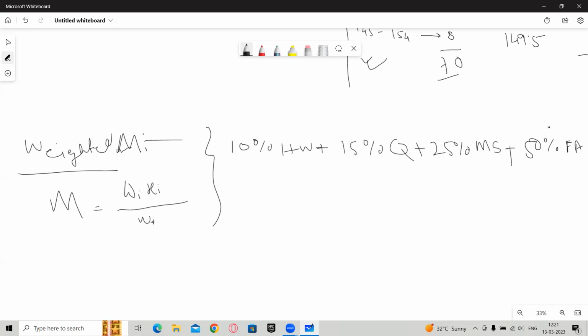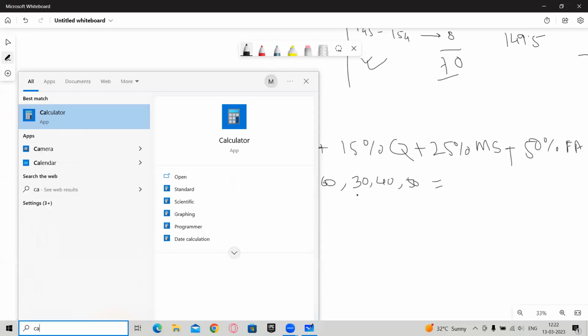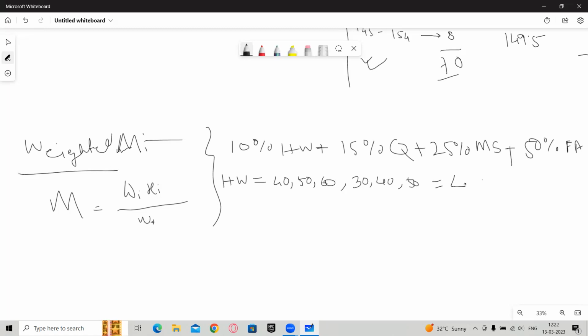Now suppose your homework has some values, like 40, 50, 60, 30, 40, and 50. Now, what is the mean of your homework values? Sum up, it will be 270 divided by 6, which is 45. This is your mean value of homework.